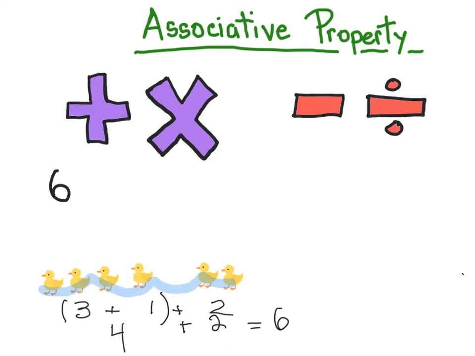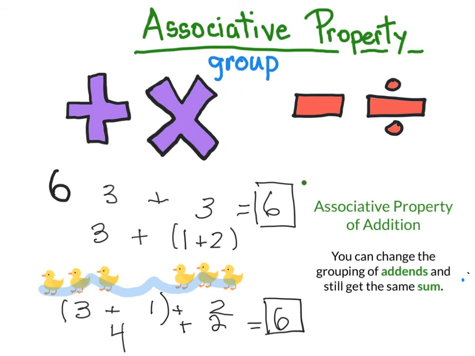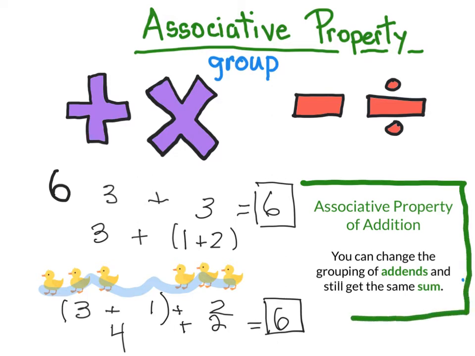But a strong wind comes along and blows this guy back to the rest of the gang. Now we added 1 duck to the 2 ducks, which is 3 ducks, and we have these 3 ducks, and 3 plus 3 is equal to 6. So it doesn't matter how we group the addends, we get the same sum. The associative property of addition says you can change the groupings of the addends and still get the same sum.